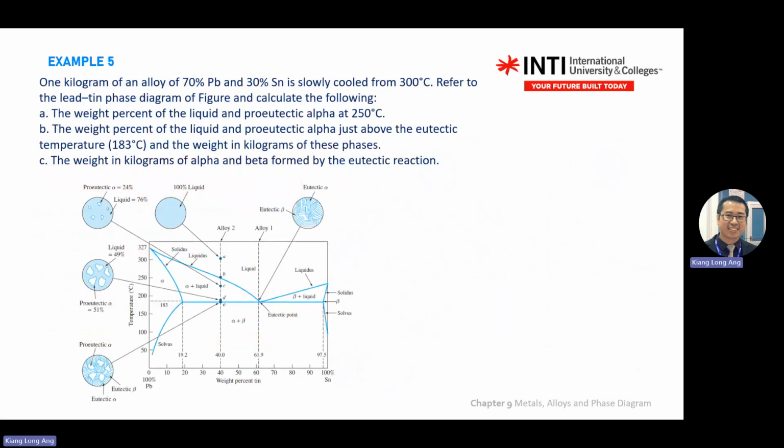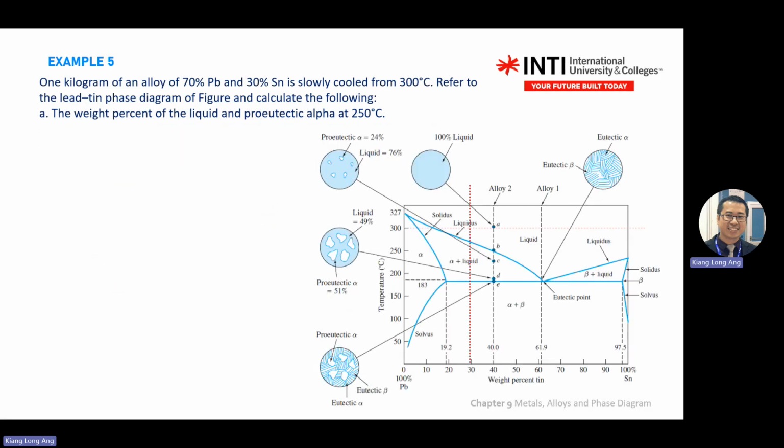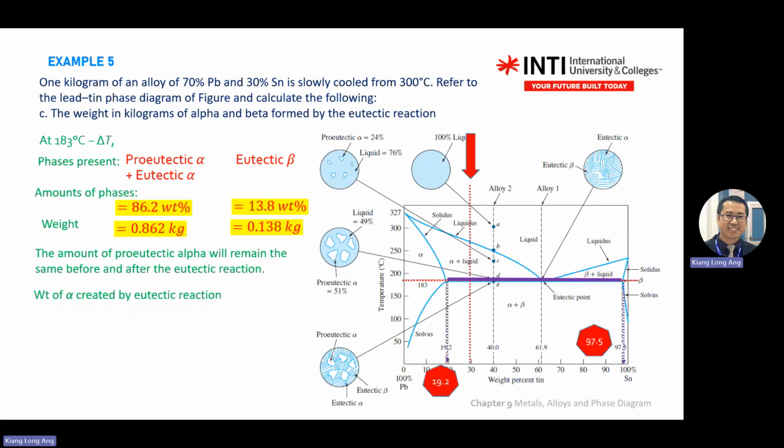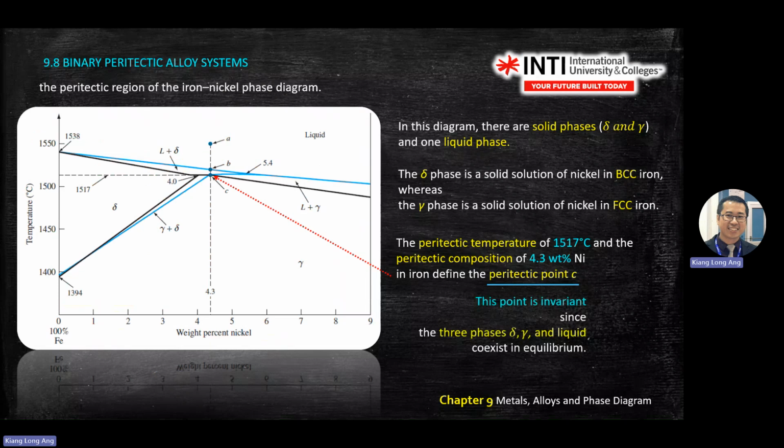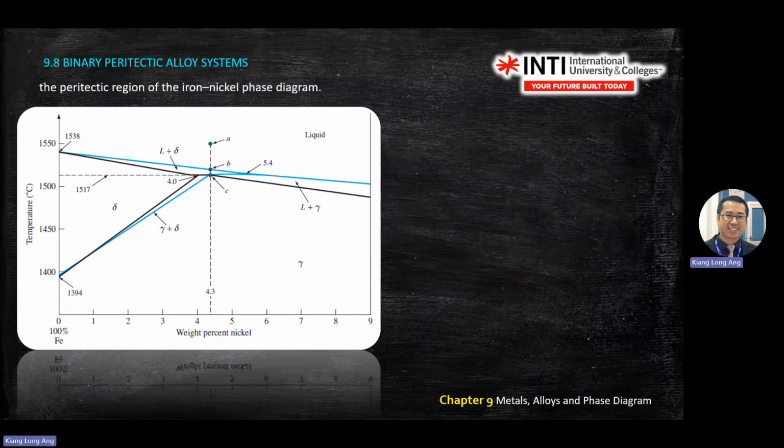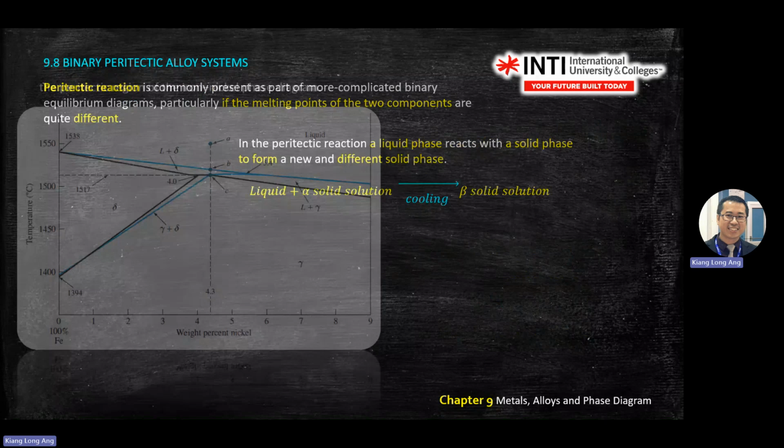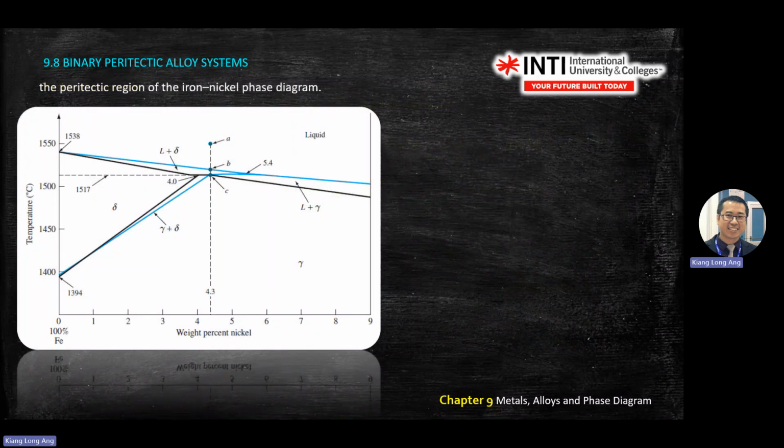Okay, this one, example 5, go and read. Okay, your homework. Go and read. Next class, we will look at this one. Actually, it's the same concept. It just wants to show you different material only. The same concept, like lever rules, what is the phase, and so on.